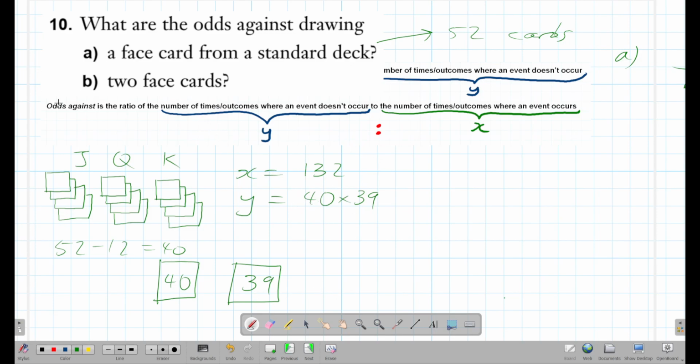So we're looking for odds against. We have to put our Y first, which is 40 times 39. And then we need to put this into a ratio with 12 times 11. So when you do this and you use a calculator, you can just calculate what this is, write the product over here, and just simplify it like that.